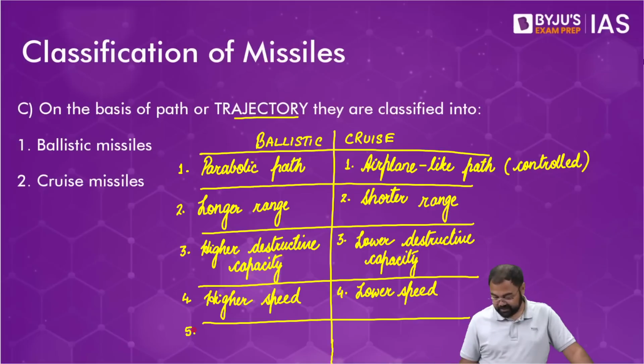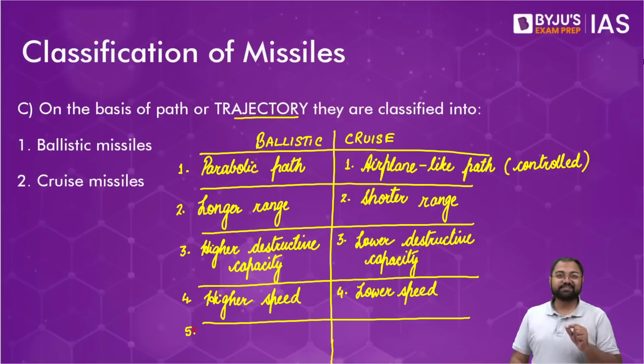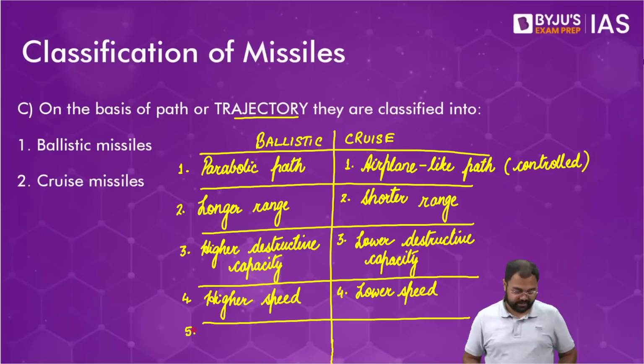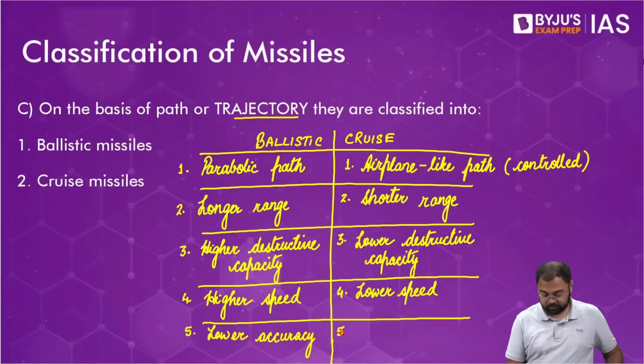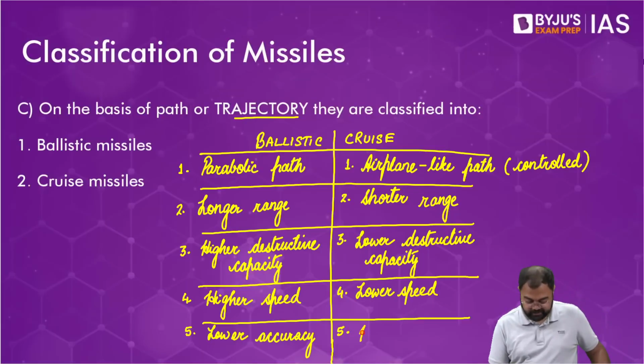Yes, Nikki, you are correct. Sai Dinesh, you are correct. Accuracy is where you need cruise missiles. All right. So ballistic missiles have lower accuracy, whereas cruise missiles have higher accuracy. That is where you need cruise missiles.